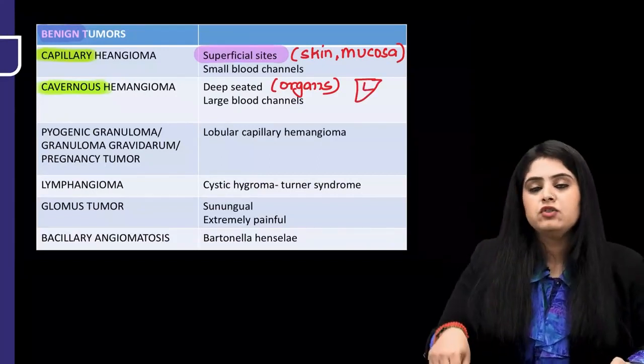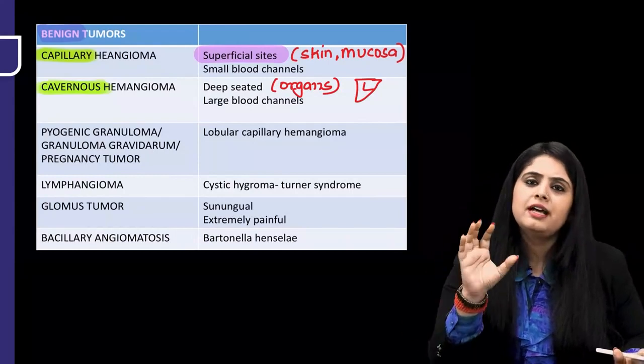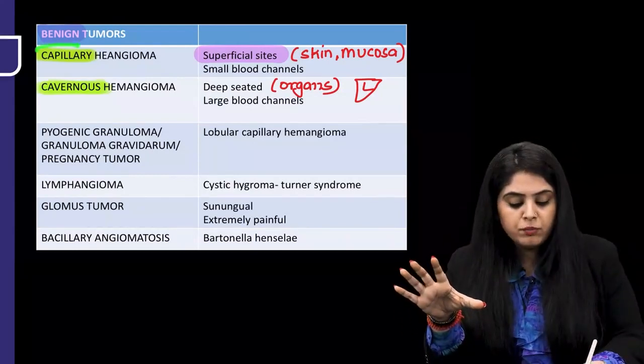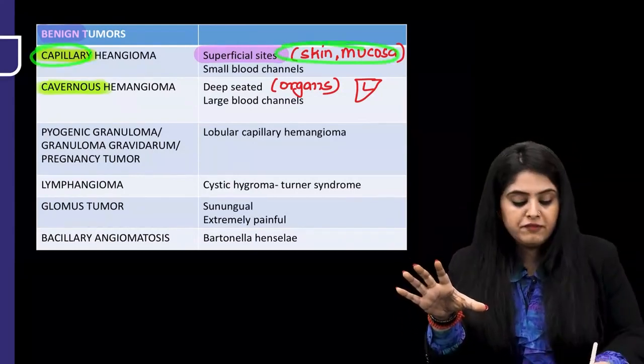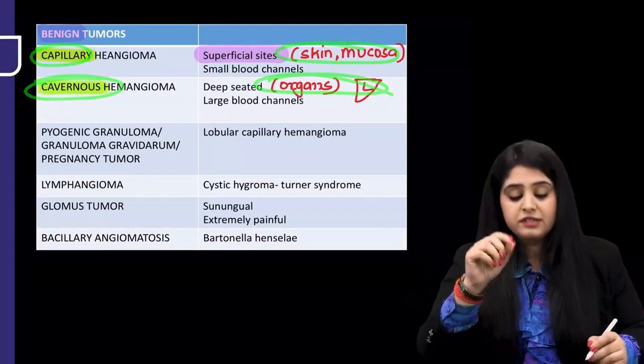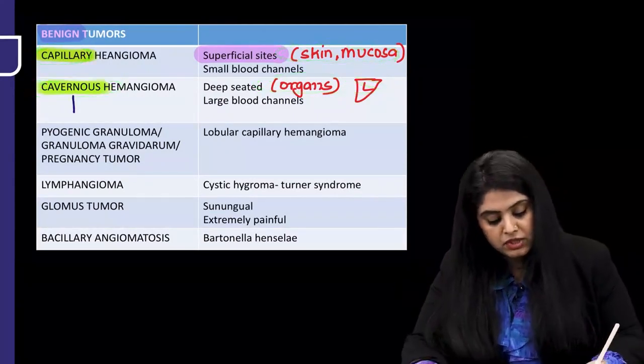Which hemangioma will be in the liver? You will say, okay ma'am, deep seated, it has to be cavernous. So if it's superficial, I will talk about capillary. If it's deep seated, I will talk about cavernous. Let me tell you one very important question.